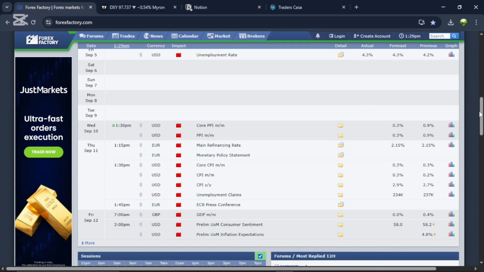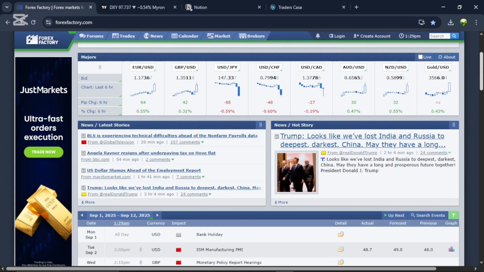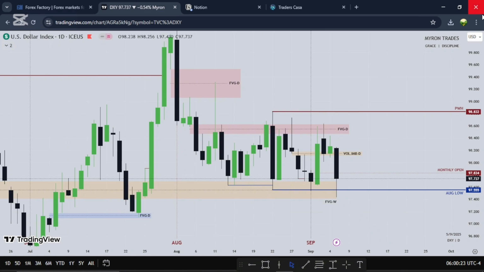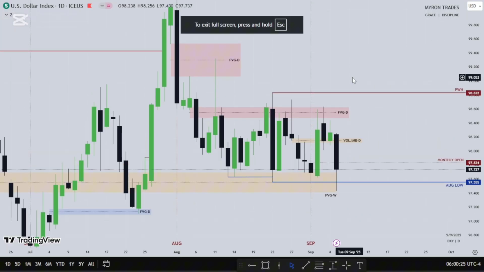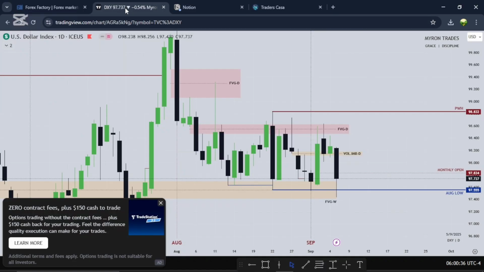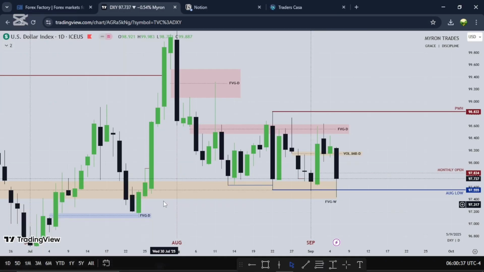So without further ado, let's hop right into the charts and see how these news events affected price, affected pound, gold, Bitcoin, and USD and euro. So this is the US dollar on the daily time frame. Each candle in this time frame represents a day's worth of trading for the dollar.